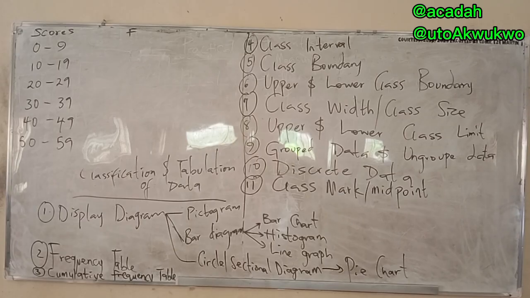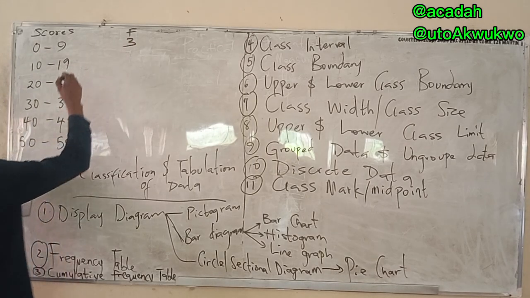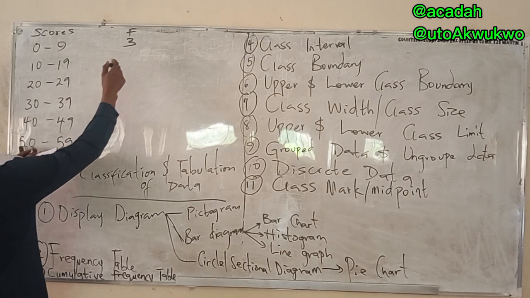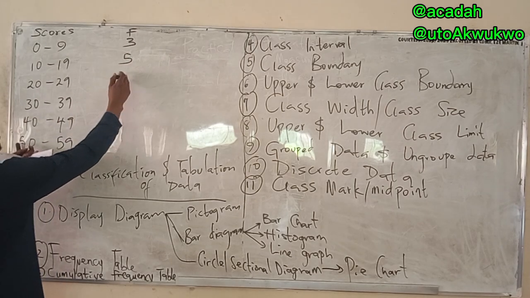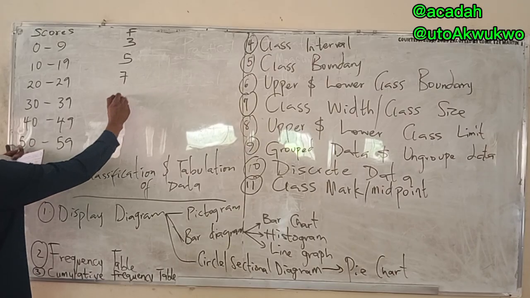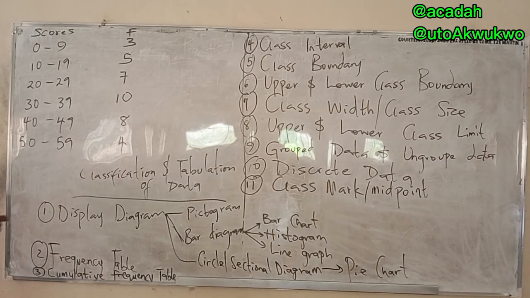So having noted that, this is a score, and they give me that the people that scored 0 to 9 is 10 persons. The people that scored 10 to 19 is 5. 20 to 29 is 7. This is 10. This is 8. And this is 4. Now, this thing that I have here is what we call a class.